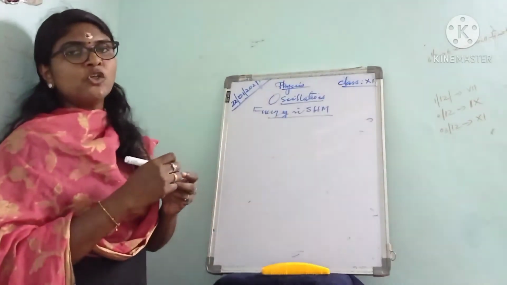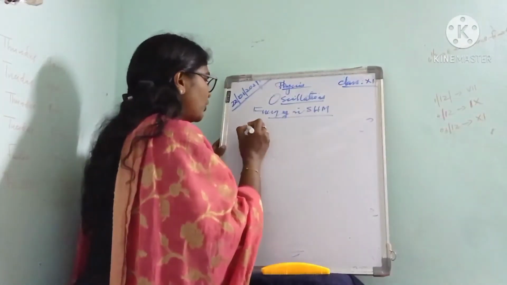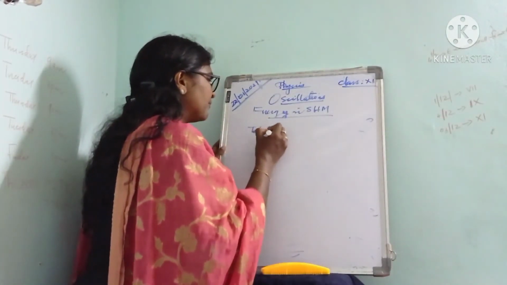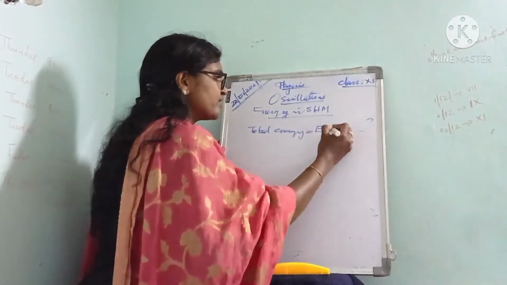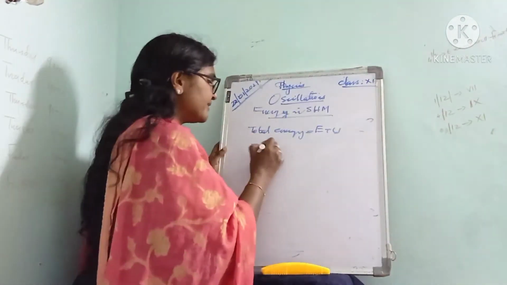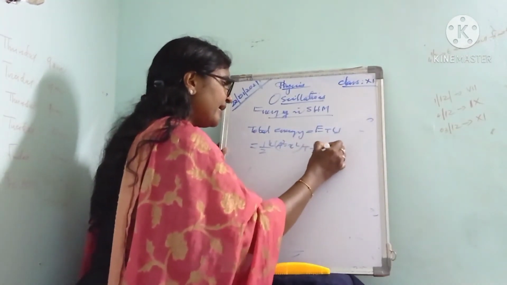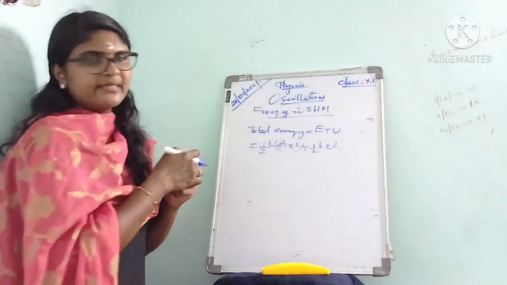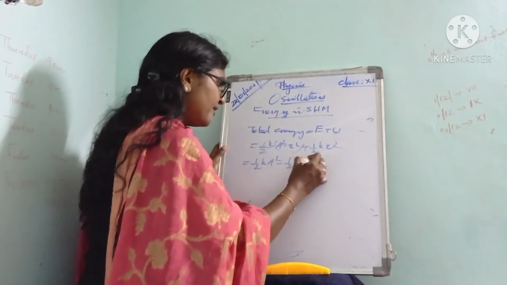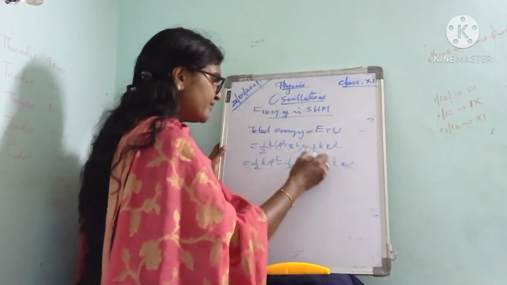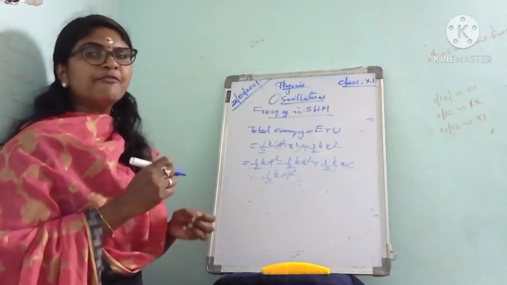Next we can find the total energy. Total energy is the sum of kinetic energy E and potential energy U. You know kinetic energy is half k a square minus x square, plus potential energy, which is half k x square. So we have half k a square minus half k x square plus half k x square. These two cancel and the remaining is half k a square. This is the total energy, half k a square.